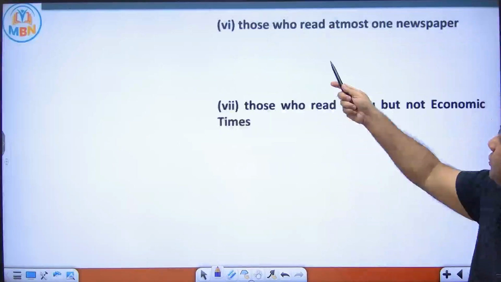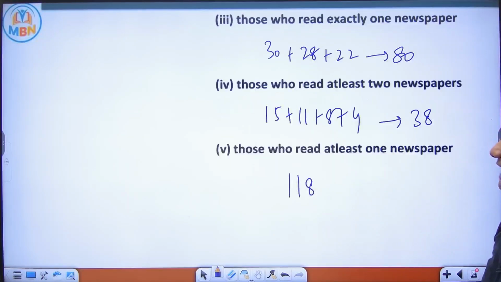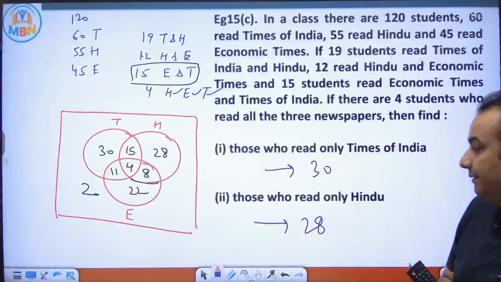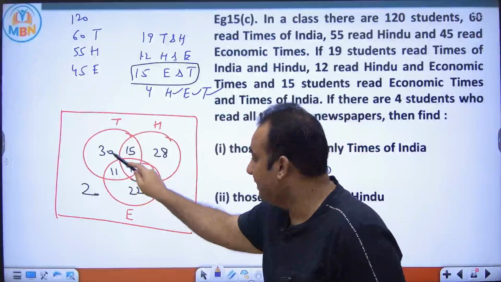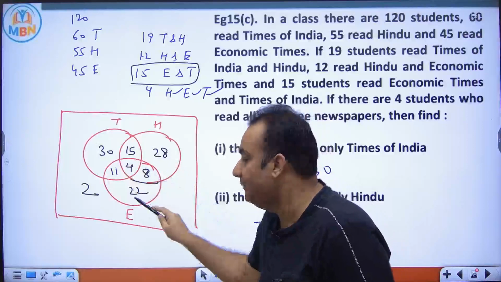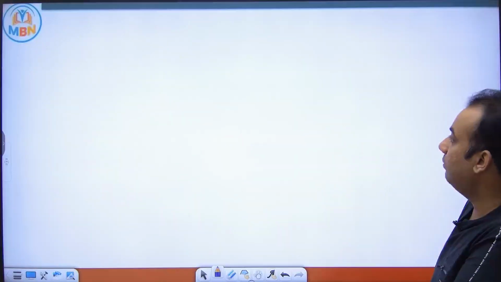Okay, the next question is those who read at most 1 newspaper. At most 1 newspaper means maximum 1. So 2, 30, 28 and 22. 30, 28 and 22 is 80 plus 2, 82. So at most 1 is 82.